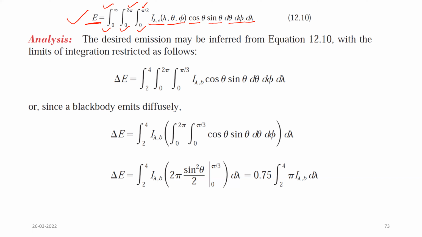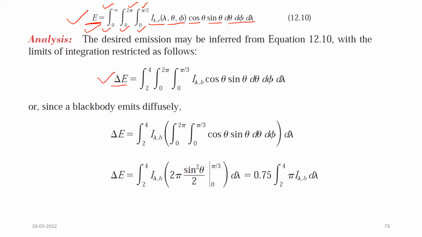Now here we are given a particular range of theta, and phi varies between 0 to 2 pi. So what we can do is calculate the value of delta E. Why delta E? Because in the equation, E means the total radiation going in all directions and all wavelength range. But here we have a limited range of the wavelength and a limited range of the value of theta, whereas the value of phi varies between 0 to 2 pi.